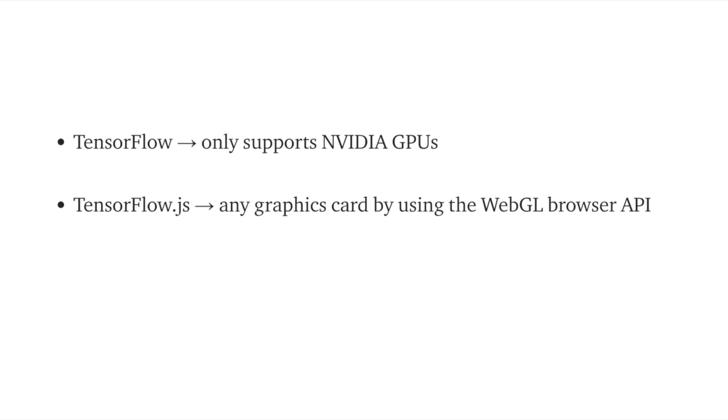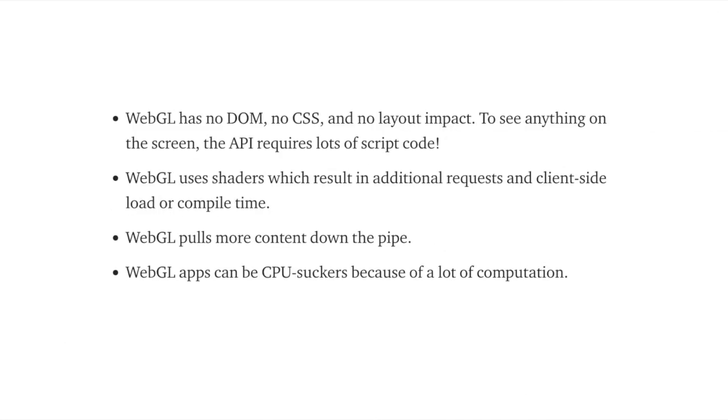because WebGL can only be made to perform the matrix multiplications desired by TensorFlow JS with a few tricks. WebGL has no DOM, it has no CSS, and no layout impact. To see anything on the screen, the API requires a lot of script code. WebGL uses shaders, which result in additional requests and client-side load or compile time. WebGL pulls content down the pipe.